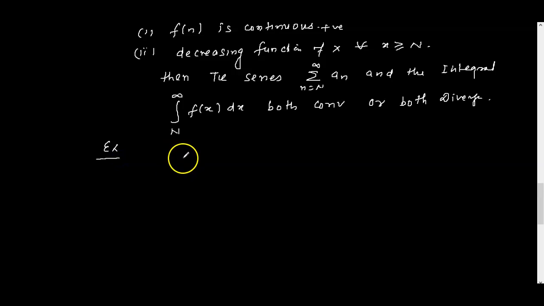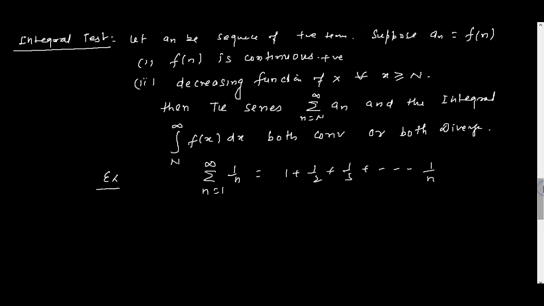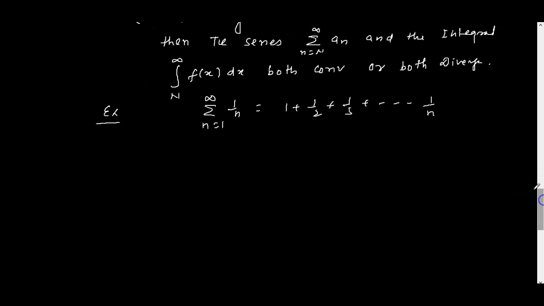So I will take a simple example, then I will do the question which you have mentioned. Given f of x, the summation n equal to 1 to infinity of 1 by n. If you put it here, 1 plus 1 by 2 plus 1 by 3, like that. So this is the series given.